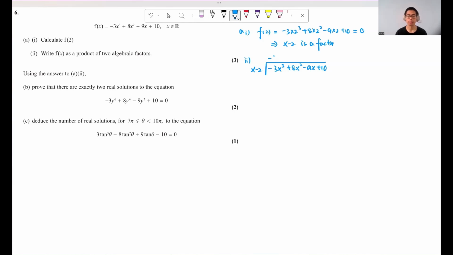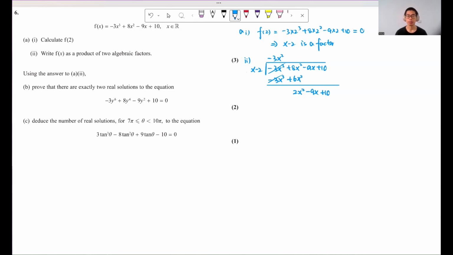So times by negative 3x squared to get negative 3x cubed. So we have negative 3x cubed plus 6x squared. And then minus them, so those two are cancelled. 8x squared minus 6x squared would be 2x squared. And then bring down negative 9x and then plus 10.